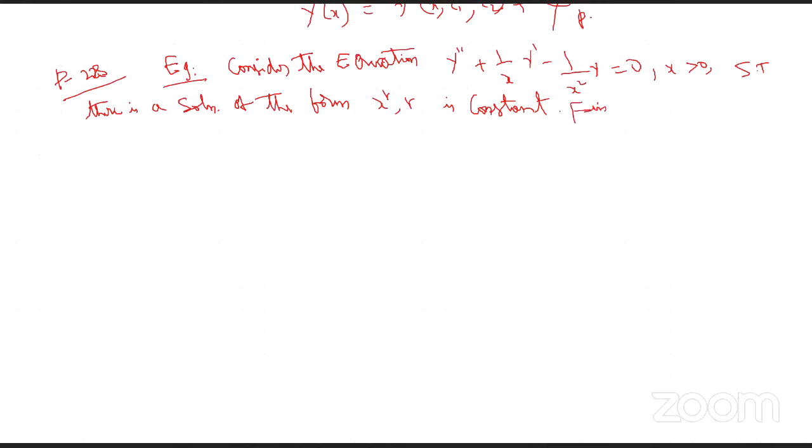Find the two linearly independent solutions and write the general solution.